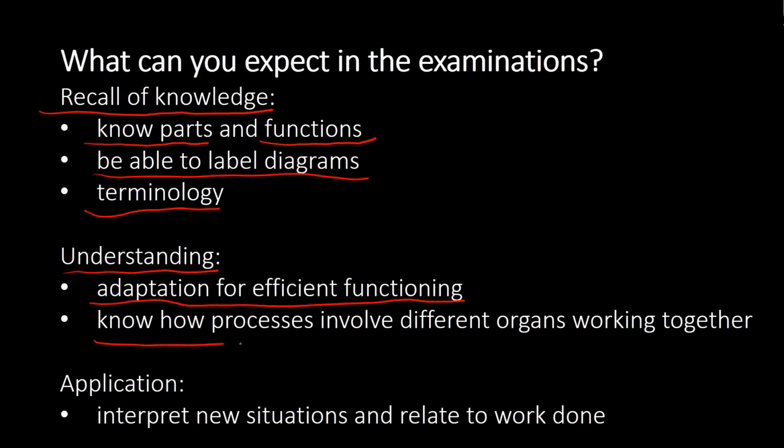Then you also need to know how all of the parts actually work together. For example, you need to know that your nose and your trachea and your bronchi all work together to remove dust particles from the air you breathe in. The alveolus and the blood work together to get oxygen into the blood. So you need to know how all of these parts are actually interlinked.